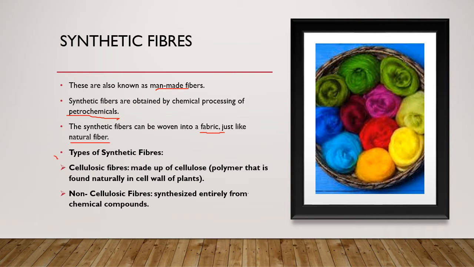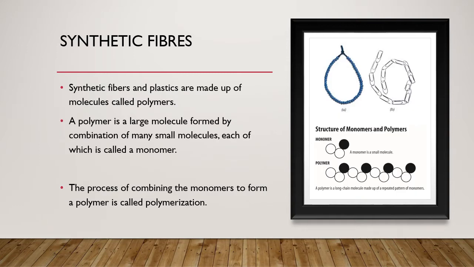There are two types of synthetic fibers, cellulosic fibers and non-cellulosic fibers. Cellulosic fibers are made up of cellulose, and you know cellulose is a polymer that is found naturally in the cell wall of plants. Non-cellulosic fibers are synthesized entirely from chemical compounds. As we have heard, petrochemicals. Now we will learn more about synthetic fibers.